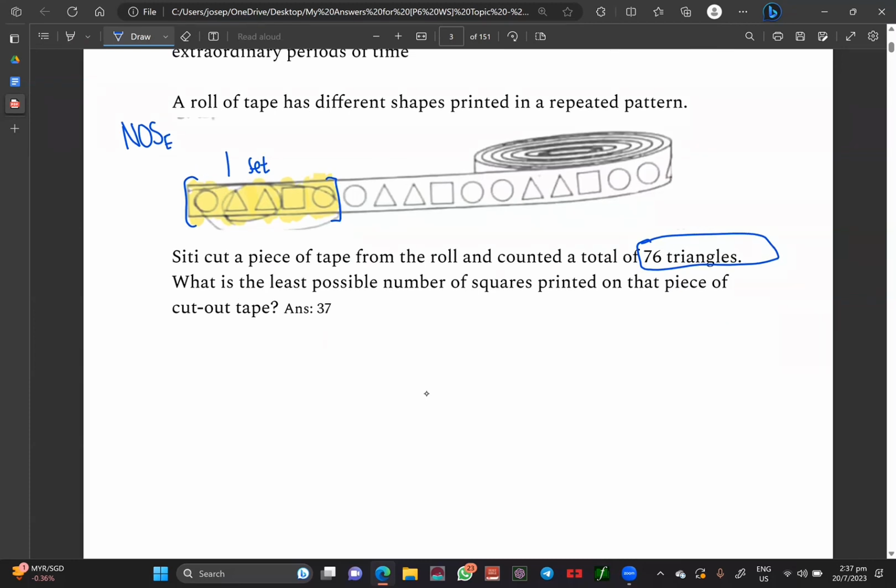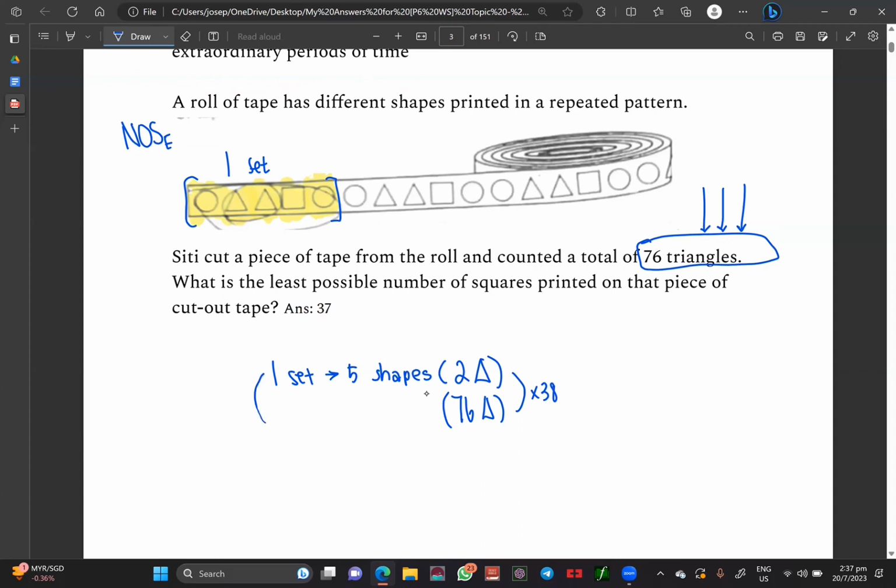So we are going to write it down. One set, I will have how many shapes? 5 shapes. And in one set, how many triangles do I have? I have 2 triangles. You agree so far? Now, the question says counted how many triangles in total? 76 triangles. We are very fortunate that 76 is a multiple of 2. Because 76 is a multiple of 2, I can times 38 over here. Agree so far? 2 times 38 gives me 76 triangles, correct or not?